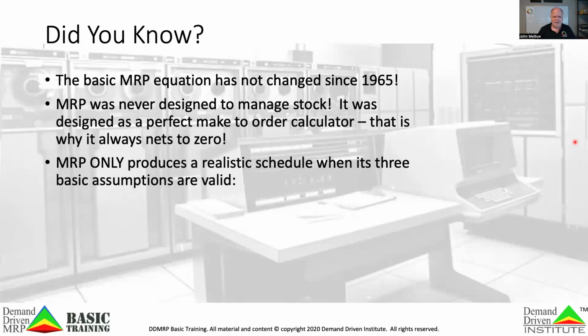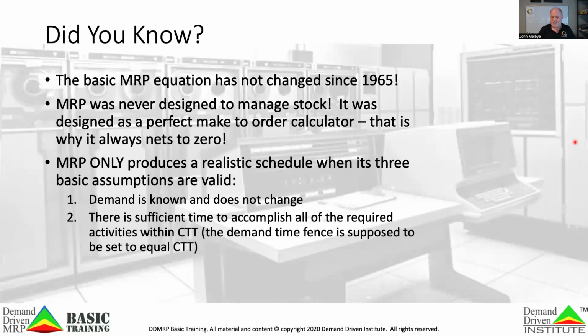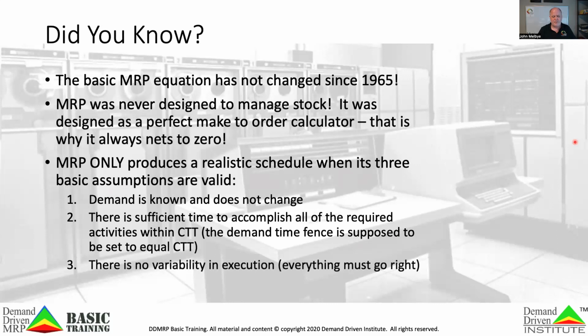And MRP only produces a realistic schedule when the three basic assumptions are met. Demand is known and does not change. There's sufficient time to accomplish all of the required activities within the customer tolerance time. And in reality, the demand time fence is supposed to be set to the customer tolerance time. And assumption number 3 is that there is no variability in execution. Everything has to go exactly right.